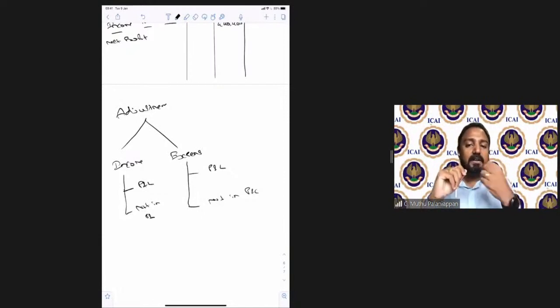So income considered in P&L, what should you do? Income not considered in P&L, what should you do? Expense in P&L, what should you do? Expense not in P&L, it's not at all booked, what should you do? So these are the things that you need to consider.